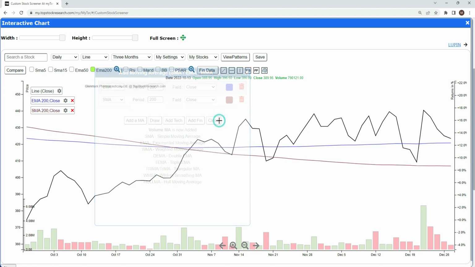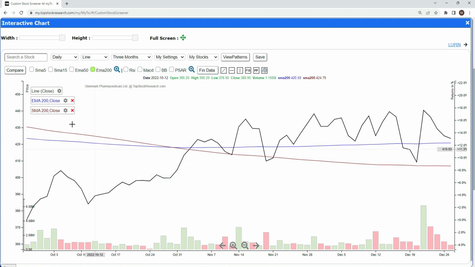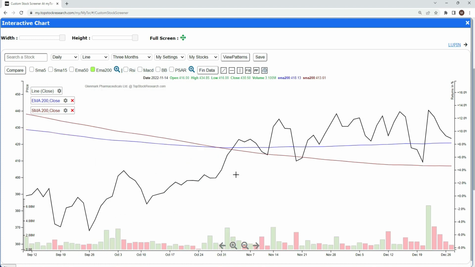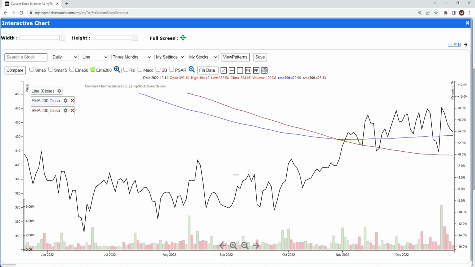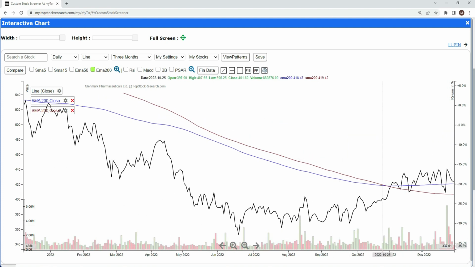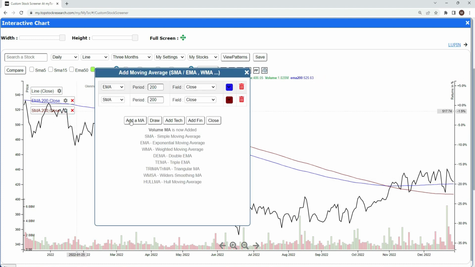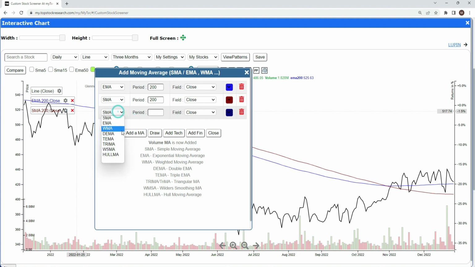The simple moving average will be far away from price. Exponential will be closer to the price. You add another moving average, perhaps a weighted moving average, which will give you even closer. Add a Wilder moving average. So you have to look at things.